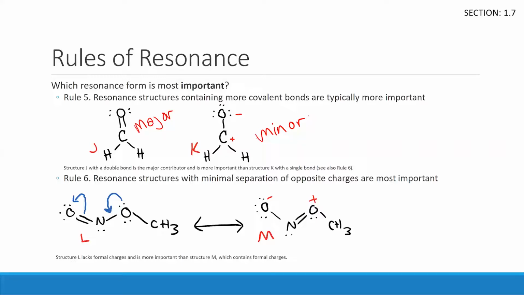So in this case, the structure that does not have as many formal charges, this is the way you can think about it, minimal separation of opposite charges, is going to be the major resonance form. So this would be structure L versus structure M. Again, they are both contributing forms. They are both valid forms. It's just that L is going to be the more important structure.